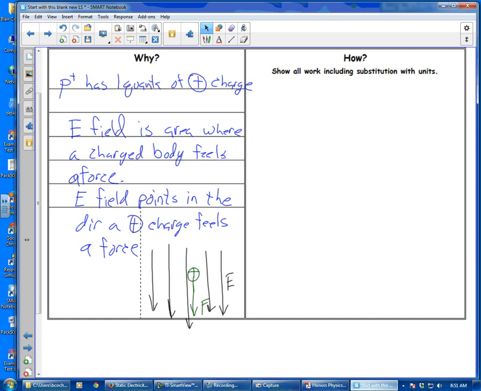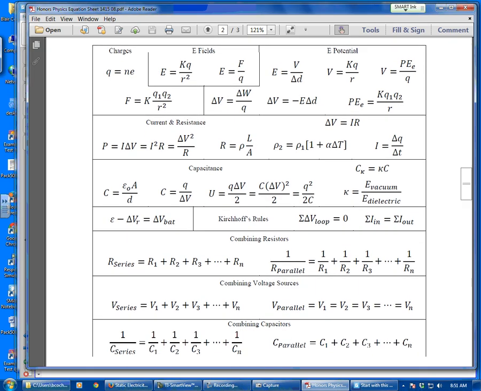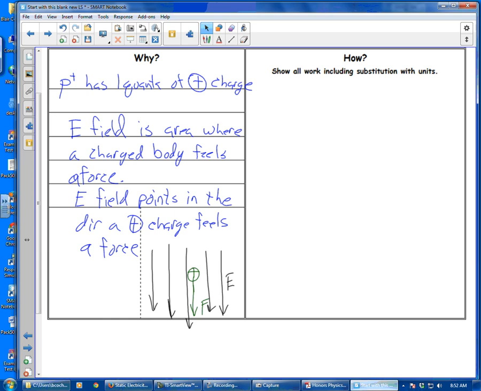So, I jump to my equation sheet, and I say, okay, I'm talking about an electric field and a particle feeling a force in that field. In my area about electric fields, I have one that describes the field that's created by a charge, and one that describes the field because a charge in it feels a force. So that's the one I'm going to use. The right-hand one is about, hey, the electric field causes a force on a charged object. So I'm going to use that the electric field strength is the force on a charged object.